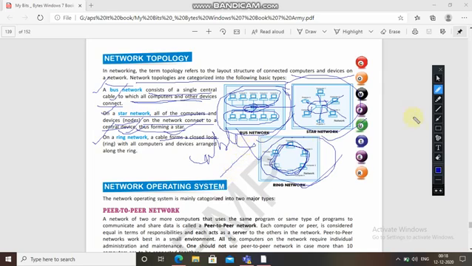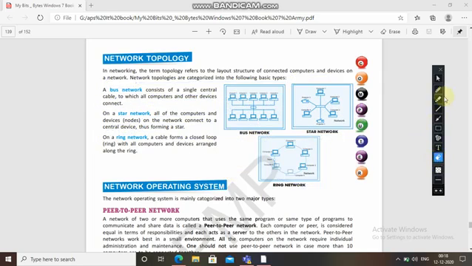Now, I hope this is okay. This is the diagram that can come in the examination also: draw the bus network and star network diagram. So remember this and practice this. It is very important for the purpose of examination.